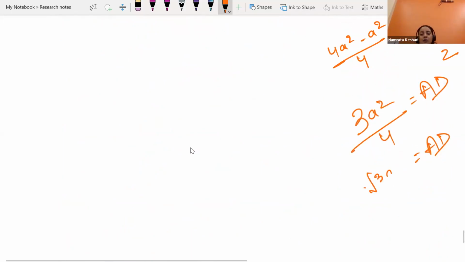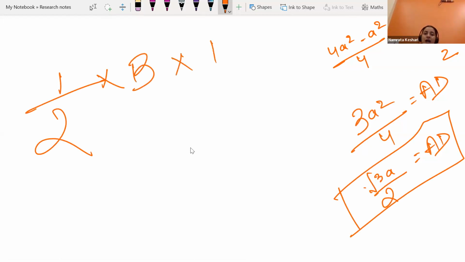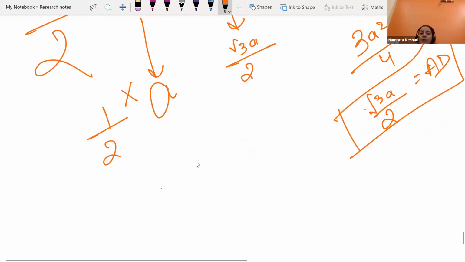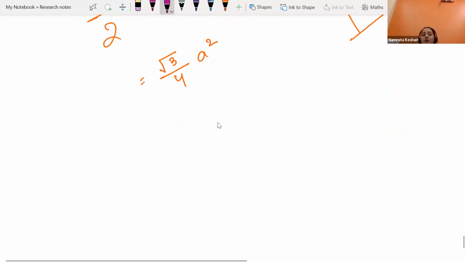So from here we are getting AD as root 3a by 2, and we wanted to find the area by using the formula 1 by 2 into base into height. Our height is very weird, but that's fine, root 3a by 2. Our base is only a, and 1 by 2. From here we are getting a formula that for an equilateral triangle the area will be root 3 by 4 a square, where a is the side. Getting it? Yes. And the same thing you will be getting when you use Heron's formula.